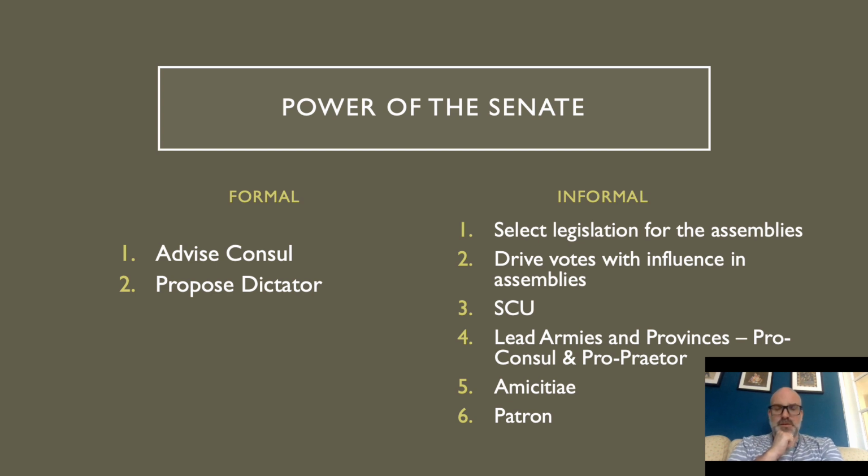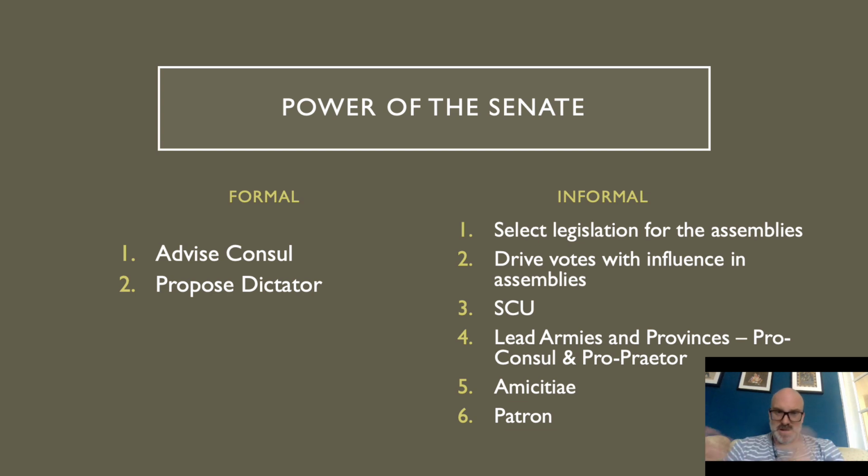Other significant informal power for the Senate are the idea of amicitiae, so friendships. Who are they friends with? Amicitiae, of course, means you're friends with someone of a broadly equal political, social status. And patron-client relationships. Now, these are crucial. Think about all of these rich senators with people who live on their land, people who have served with them in the army, people whose families have lived on their land.